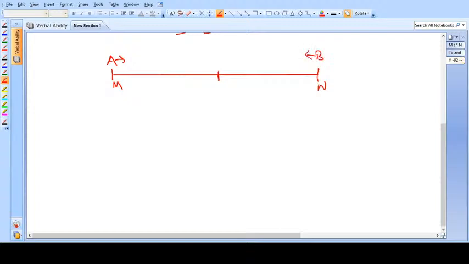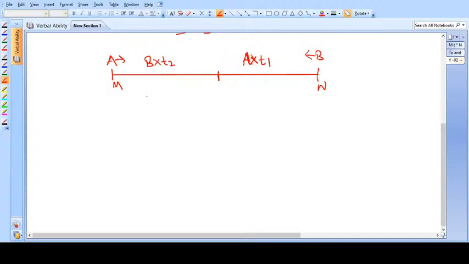This distance was what? T1 was the time taken. A took T1 time, so the distance is speed into time. Here B took T2 time, so this will be B into T2. Right. So this has been done here. Now what will we do next?